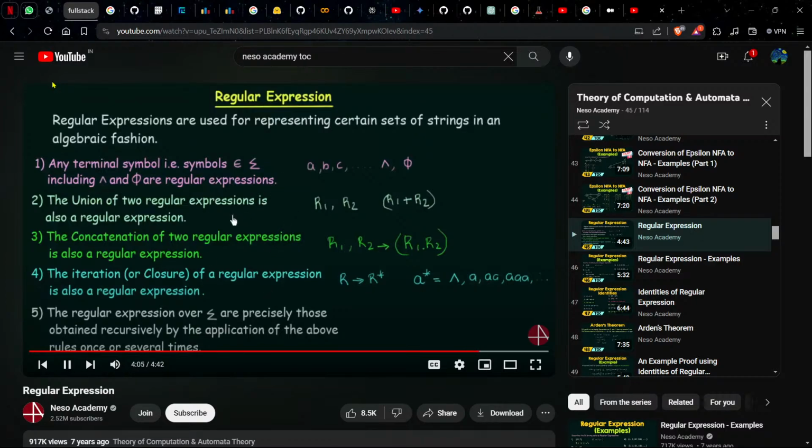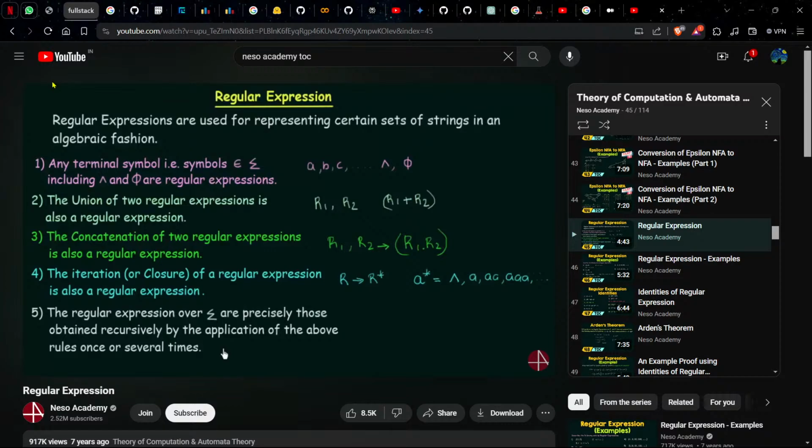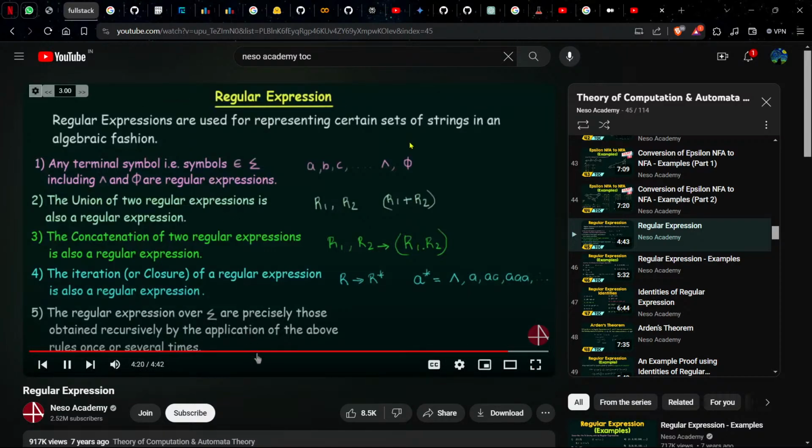So we see that when we have regular expressions, if you do the union of them or concatenation of them or closure of them, you obtain new regular expressions. So this fifth point tells us that the regular expressions over sigma are those which are obtained by applying these rules given above once or many times. So these are the rules that we need to remember about regular expressions.